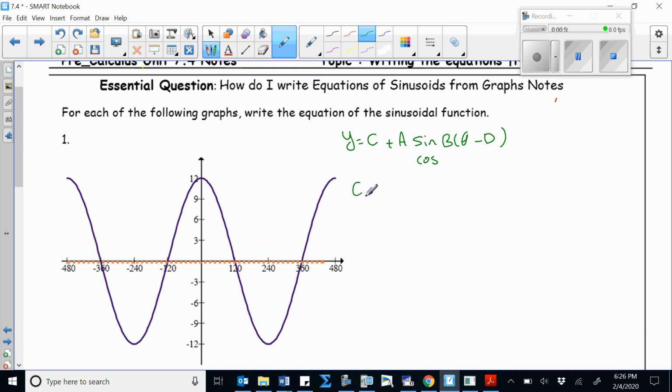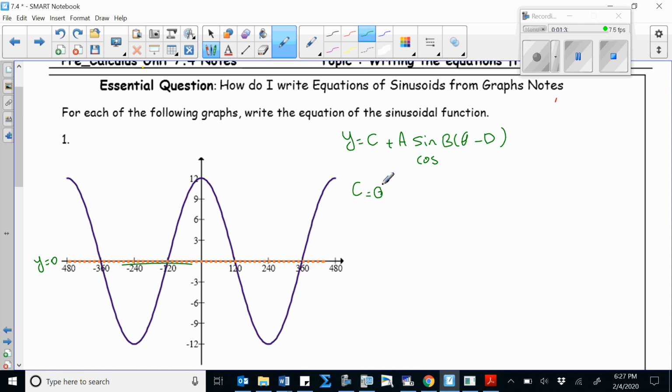The first one that I'm going to find is the c value. C is the vertical shift, or basically it gives us the horizontal midline of the function. We also call that the sinusoidal axis. So the midline of this function is this dotted line, which is passing through the middle of this graph, and it's actually located at y equal to 0. That means we do not have any vertical shift, so the c value is 0.